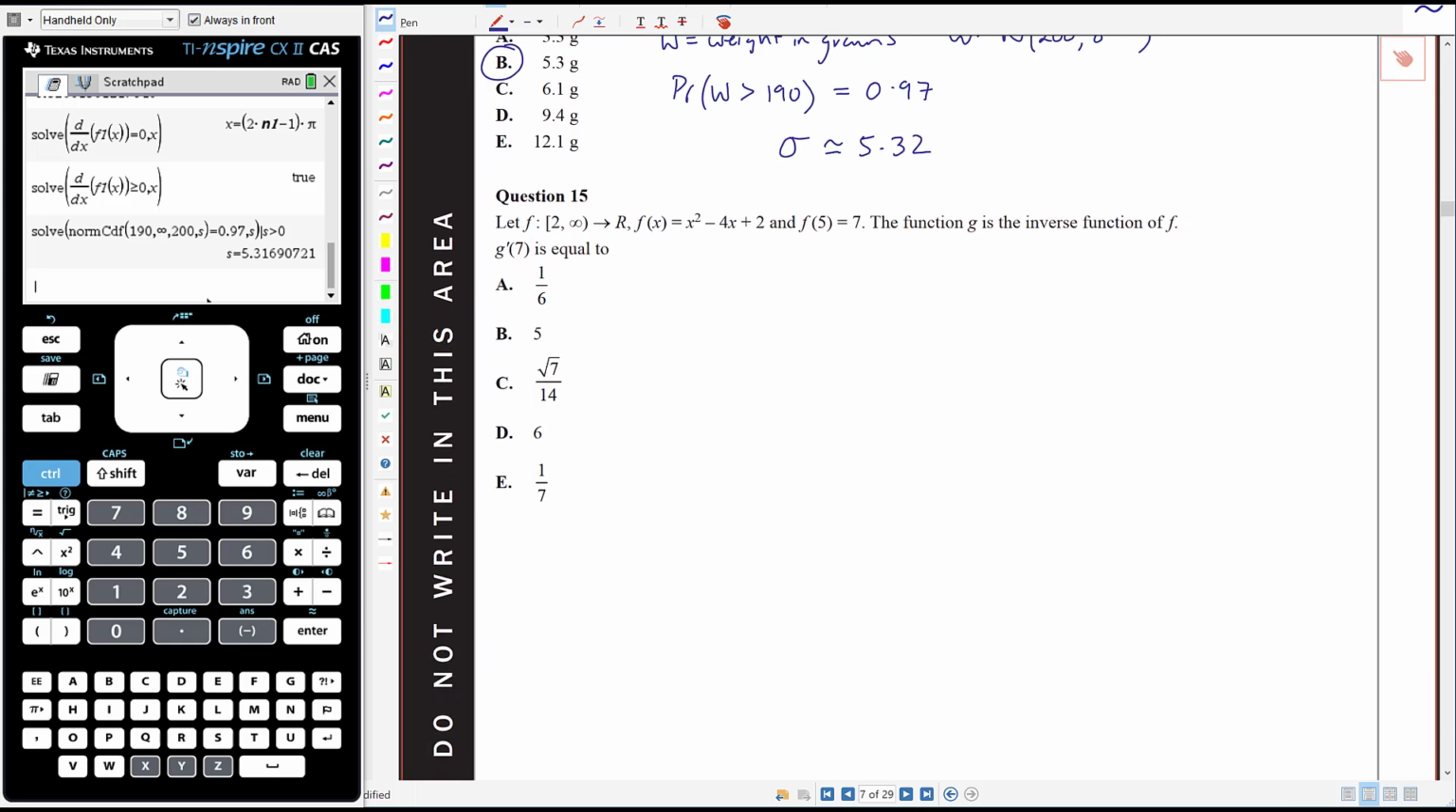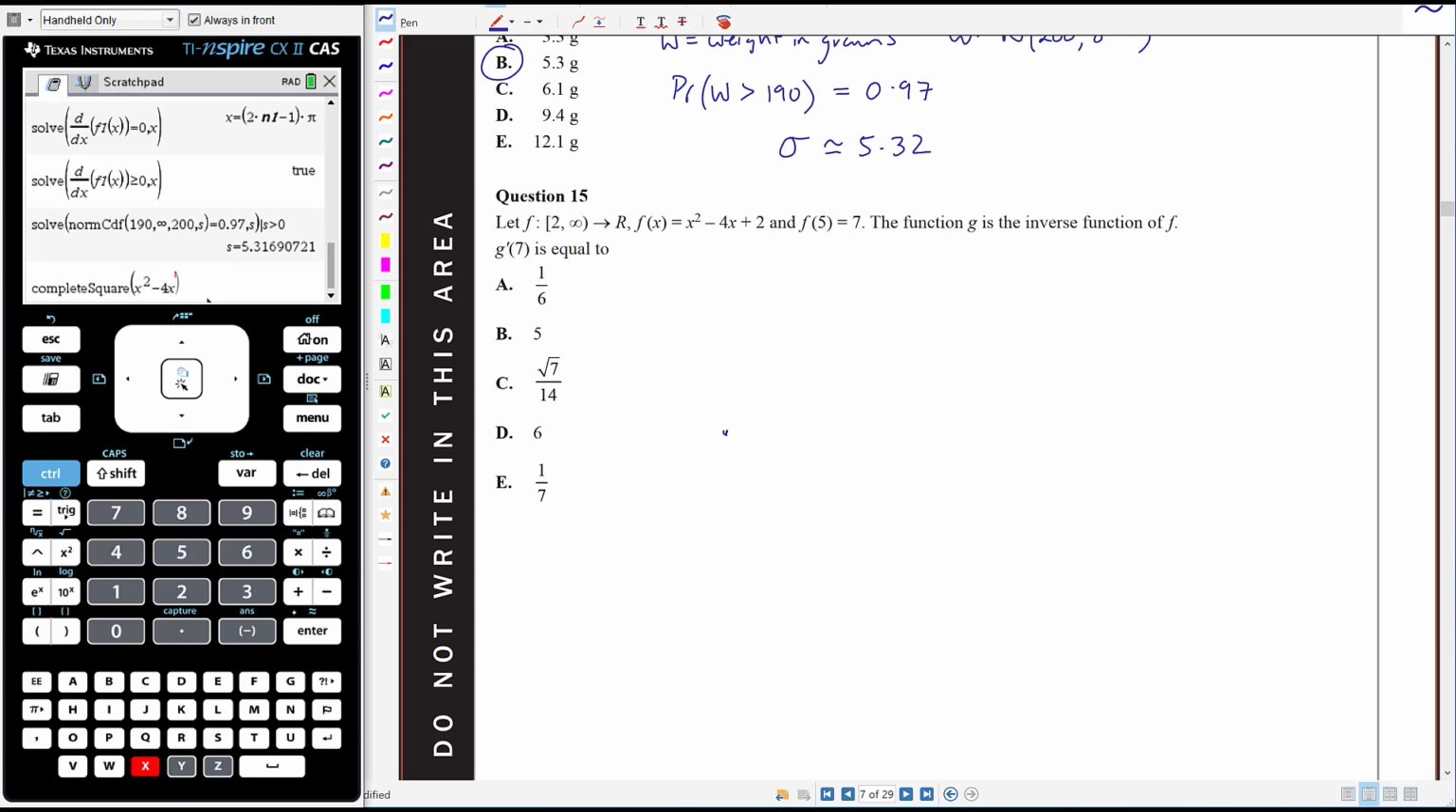Question 15. Let f be this quadratic function, x squared minus 4x plus 2. It's got a restricted domain. f of 5 equals 7. The function g is the inverse function of f. g dash at 7 is equal to. Okay, so essentially what we have here is some sort of parabola. It's got a restricted domain. I suspect that restricted domain is at the turning point. If we complete the square for that function, it should probably confirm that for us.